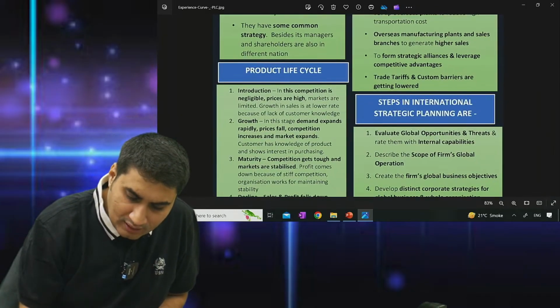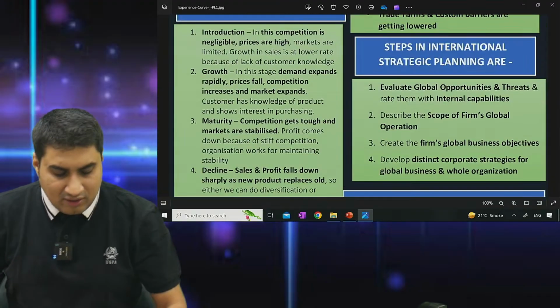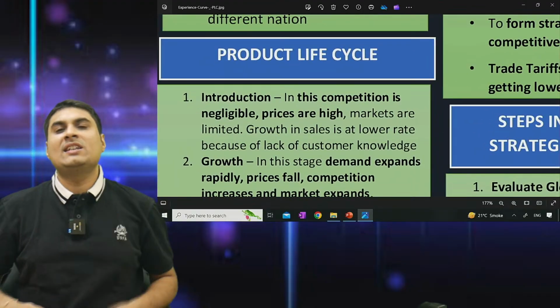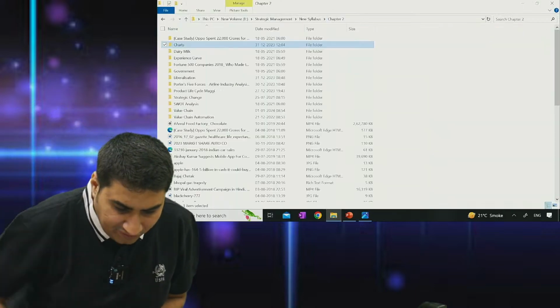Moving on. Next, with this we are done with all the points of macro. Two very easy concepts. PLC, product life cycle. Now you will tell me, what do you mean by product life cycle?